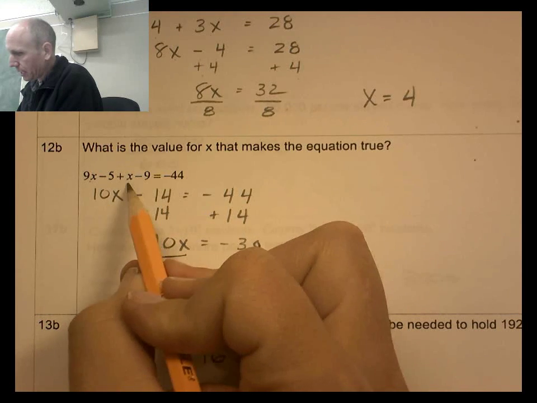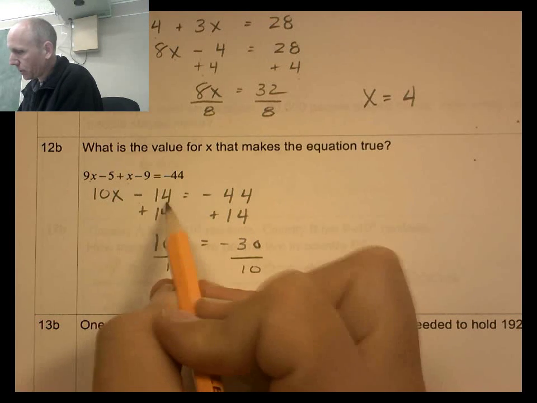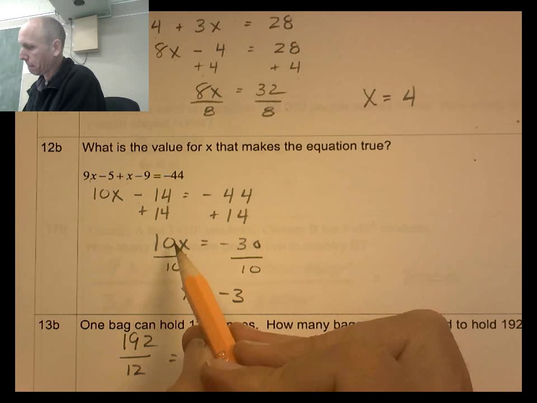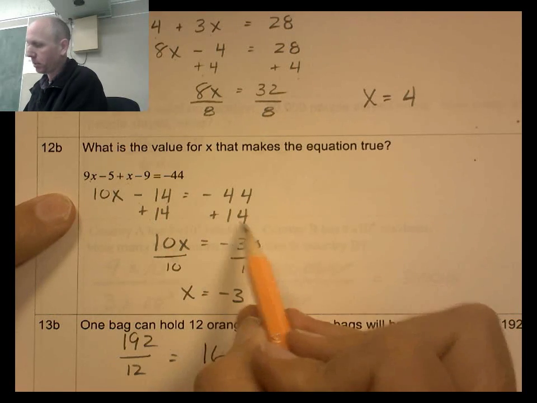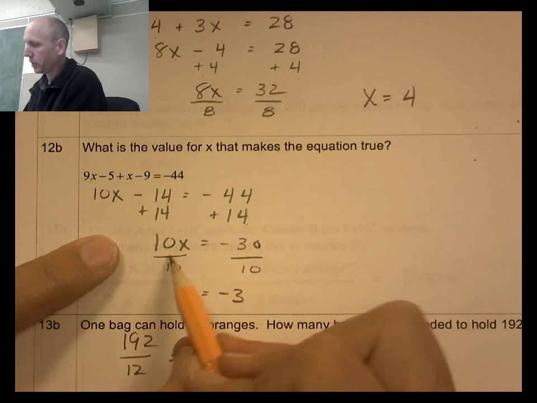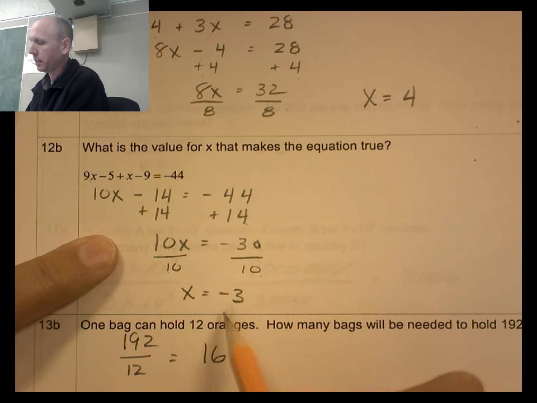9x plus x is 10x. 10x minus 14. So now I'm going to add 14 to both sides. That gives me negative 30. So 10x equals negative 30. Dividing both sides by 10, x equals 3.